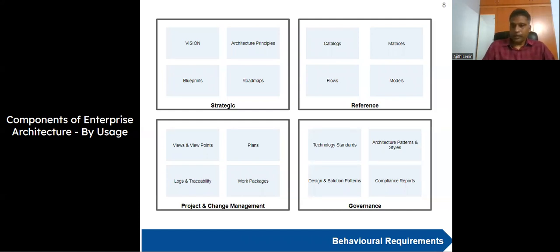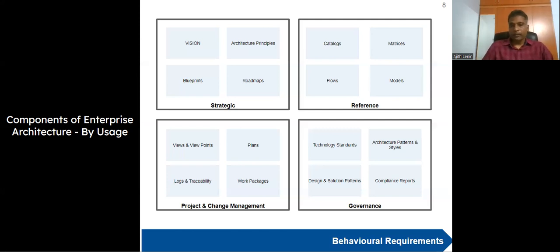Right. If I'm looking at reference purpose, typically catalogs, matrices across like process to entity mapping matrix, or application to business function mapping. So a number of matrices, right, or flows, right, data flows, the system flows, right, process flows, right, or models. It could be the entity model or an application model, right. All these are pretty much part of the reference aspect of it, right?